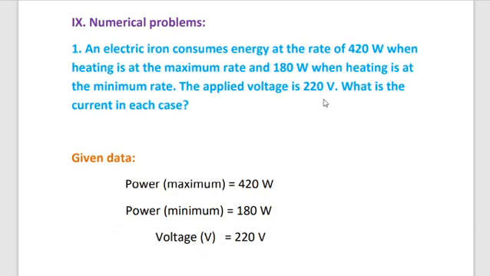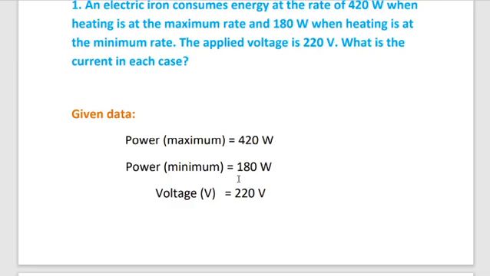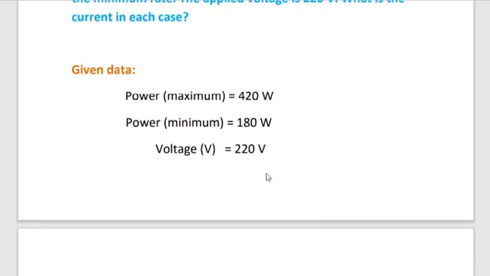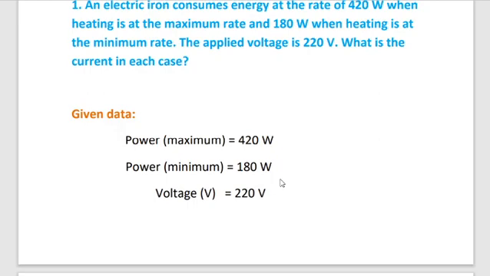They ask the question: what is the current when power P equal to 420 watt and P equal to 180 watt? So we know the formula, power P equal to work divided by time. What is the given data? Power maximum is given, P equal to 420 watt, then power minimum is 180 watt, then the applied voltage is given, V equal to 220 volt.